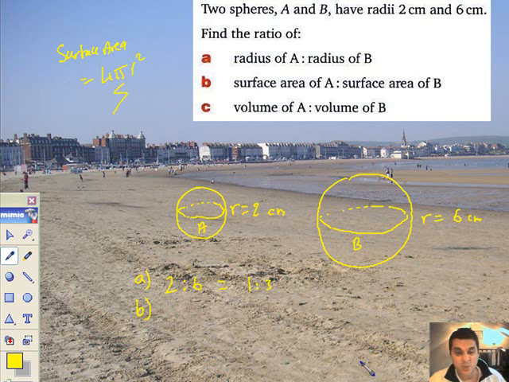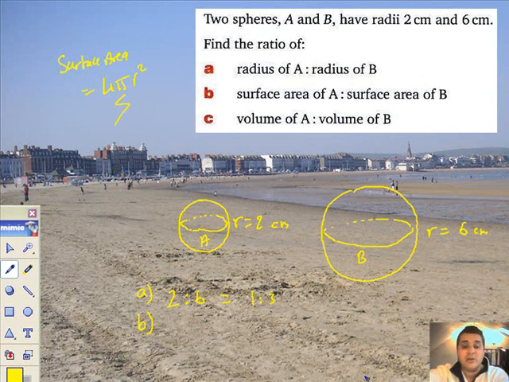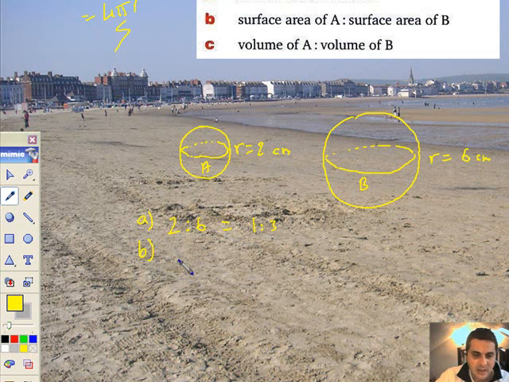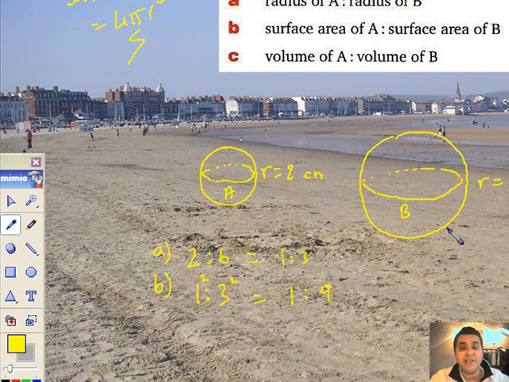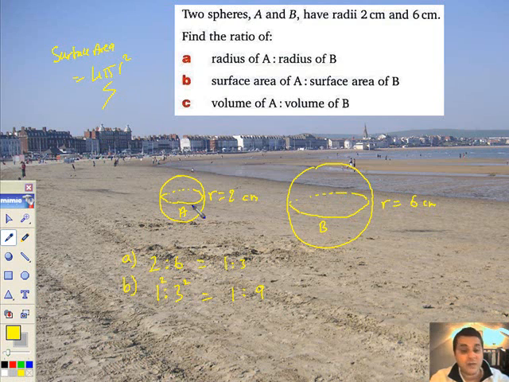I could work it out for each one and then simplify down the ratio. I'm not going to do that. I'm going to do it the clever way. I'm going to take the linear ratio like that, 1 to 3, and then I'm going to square it, because if you square each part, you've upgraded each one to area. So 1 squared is going to be 1, and 3 squared is going to be 9. Therefore, in terms of surface area, the big one has 9 times the surface area of the small one.